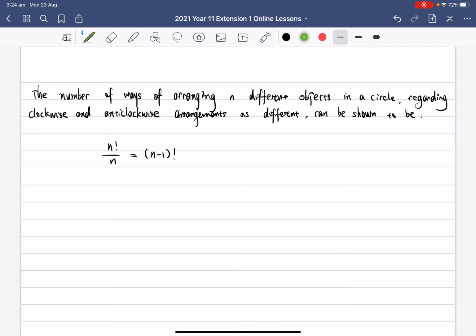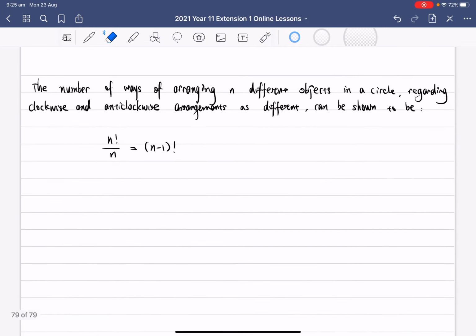In a line arrangement, we have a starting point where A is the starting point and B is the second letter, then C and D. For the circle arrangement, there is no starting point. You can't say this is the starting point or that is the starting point. So what we need to do is count the arrangements by fixing the first object as our starting object. That leads us to the second method for this formula, n factorial over n.